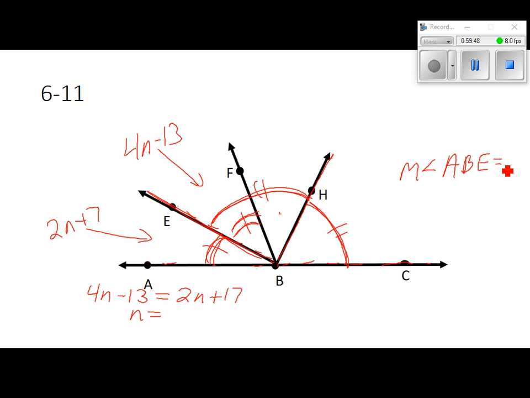Ten. 10? Anybody else get 10? Mm-hmm. Brandon got 10, I could tell. Don't make me throw something at you, Brandon.